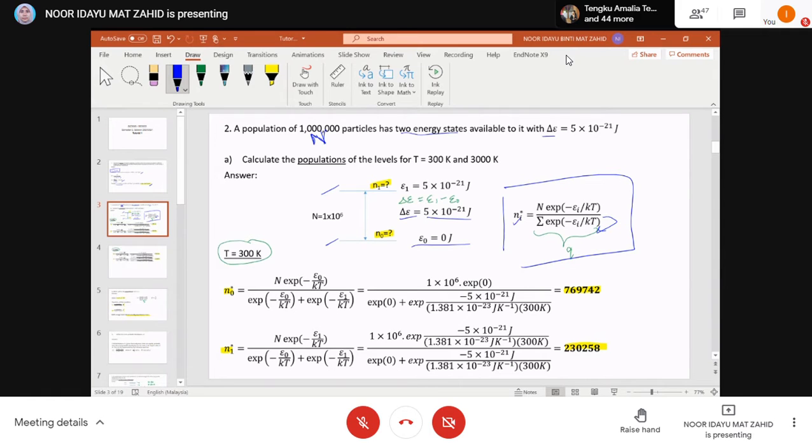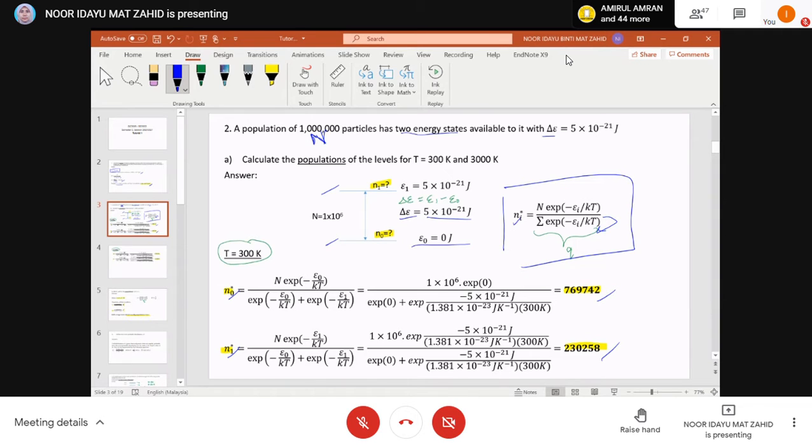So calculating the population means that you first calculate the population for the lower energy level and the higher energy level. So this is one way. I'm sure some of you found an alternative way to solve it. As long as you obtain a similar answer, it should be fine.